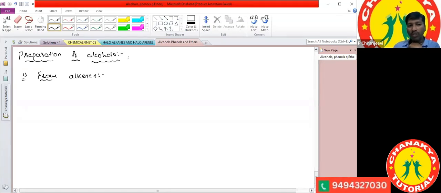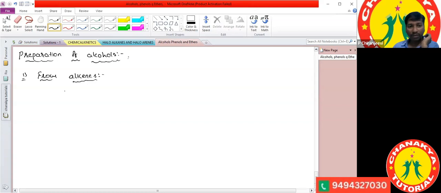Before going to this, we have three types of alcohols: primary alcohol, secondary alcohol, and tertiary alcohol. Now let us see, we can prepare different alcohols from the alkene. We already saw this; I think you studied these reactions in the 11th standard, in the hydrocarbons chapter, in the chemical properties of the alkenes.